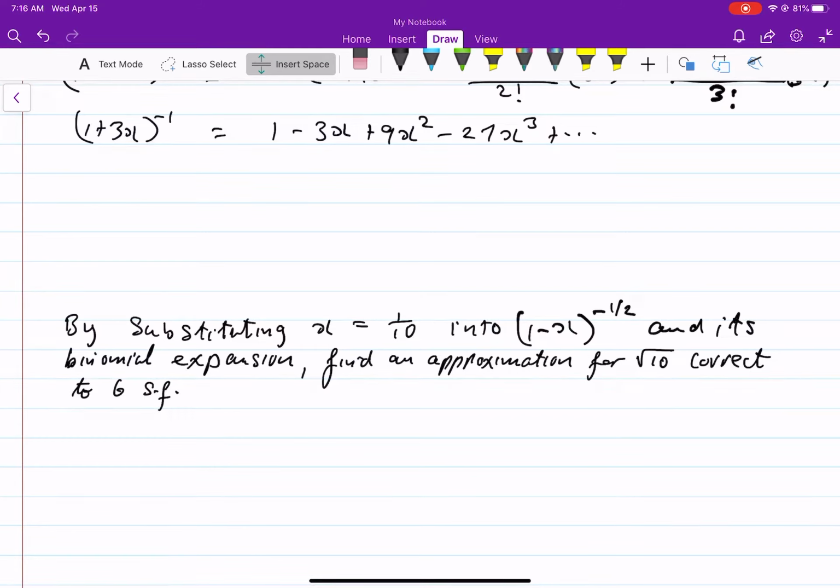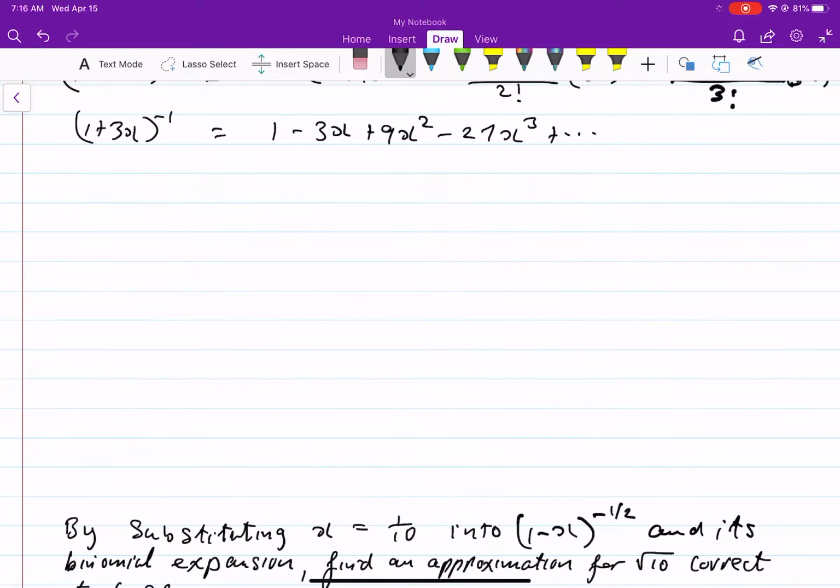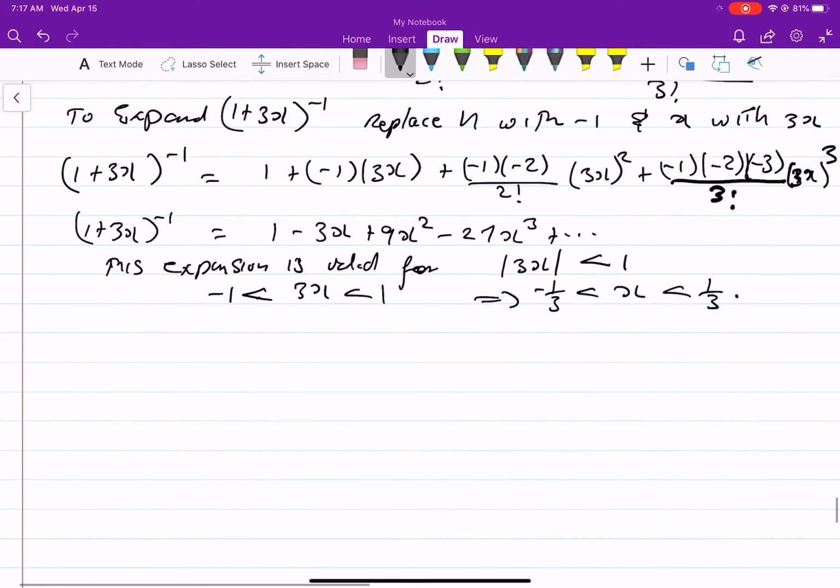Maybe at this point we should find the set of values of x for which this first expansion is valid. This expansion is valid for the modulus of 3x less than 1. You'll get the hang of this by now. 3x is between minus 1 and 1, which makes x between minus a third and a third. Okay, let's do the next one.